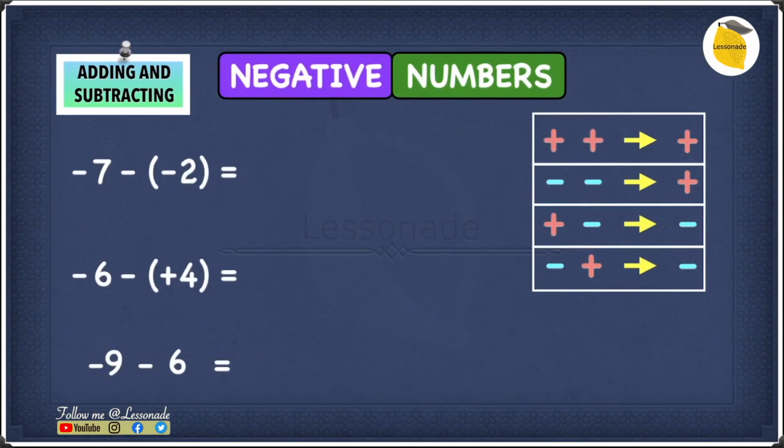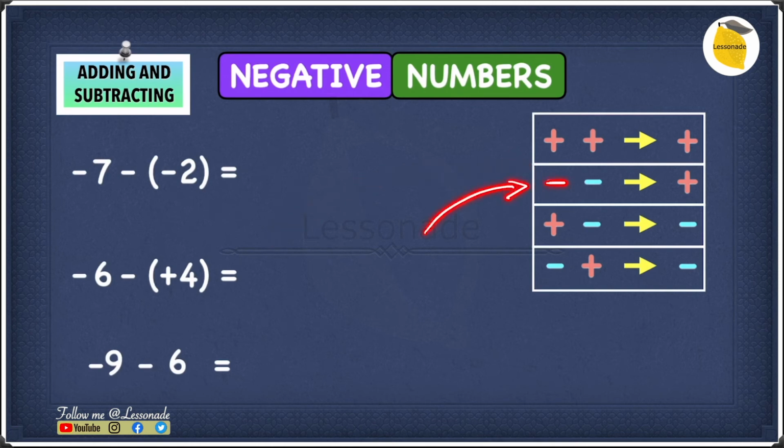Now let's have a look at a few more examples, such as minus 7 minus negative 2. In this example, as you guys could see, we once again have two signs next to each other. We have two minus signs next to each other, and because we have two minus signs next to each other, we'll have to follow this rule once again.